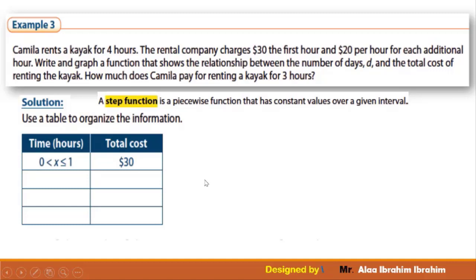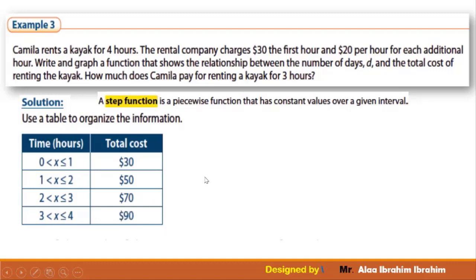Now the second, if I make additional hours, so from 1, after 1 up to 2, the second hour, I have to add 20 to 30, so it will be $50. Then another hour, from 2 to 3, I have another 20, so it will be $70. Now for the third hour, from 3 to 4 hours, we'll add another $20, which will be $90.